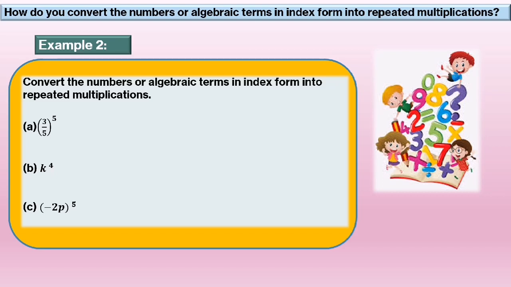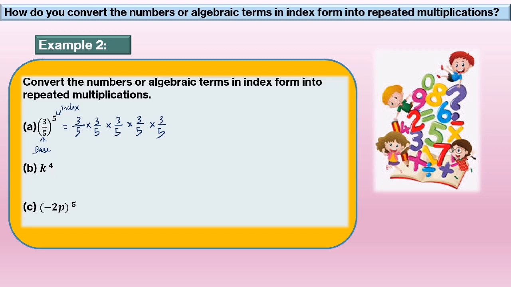Just now we learned how to convert repeated multiplication into a number in index form. Now, how to convert numbers or algebraic terms in index form into repeated multiplication. Okay, so we look at a, 3 over 5, power of 5. So this is the base and this is the index. So it means it repeated 5 times. We write the answer like this: 3 over 5 times 3 over 5 times 3 over 5 times 3 over 5 and last one 3 over 5.